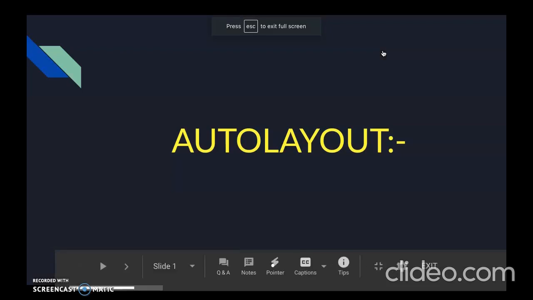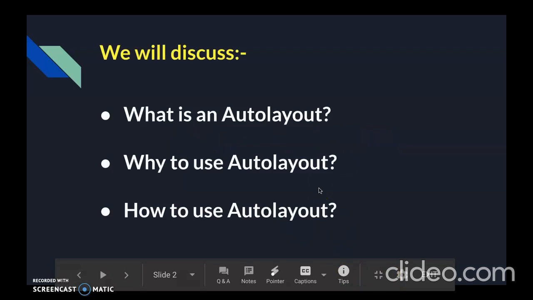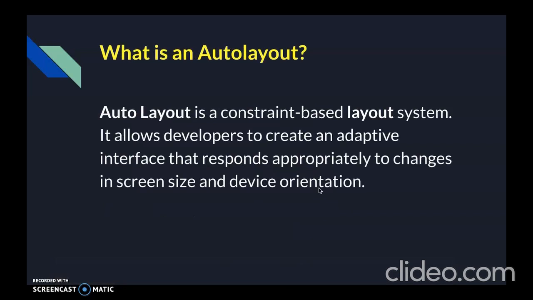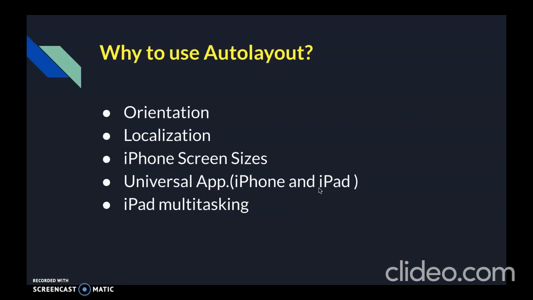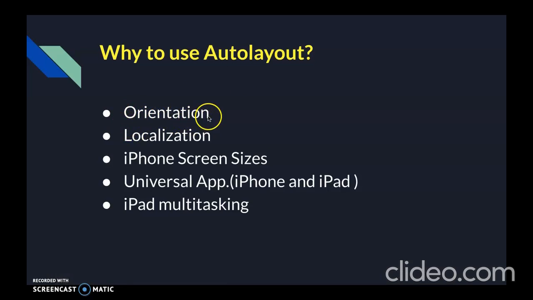With this we have come to the end of our tutorial. Let us summarize what we have learned in this tutorial. We have learned what auto layout is, why to use auto layout, and how to use auto layout. We have learned the definition of auto layout. We have checked how to use auto layout in different device orientations. We have used localization, and we have checked the auto layout for localization.